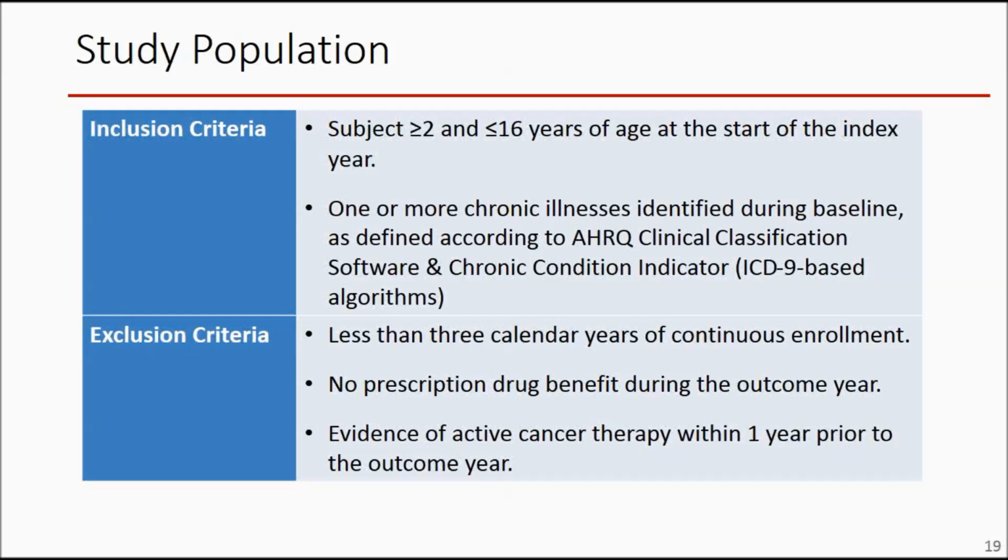My study population in particular is children between 2 and 16 years of age at the start of the index year, which I'll show on the subsequent slide how that's calculated. And they had to have one or more chronic illnesses identified during baseline according to an AHRQ classification algorithm. So it's important to keep in mind in all the comparisons that I'm making, this is a chronic illness cohort.